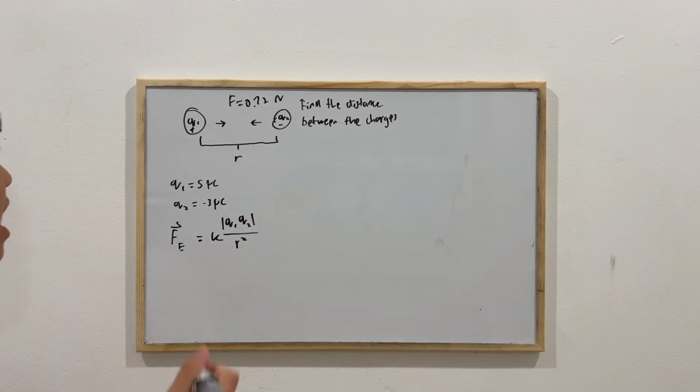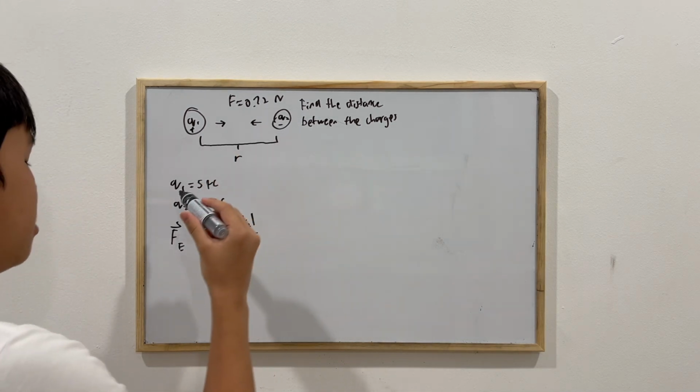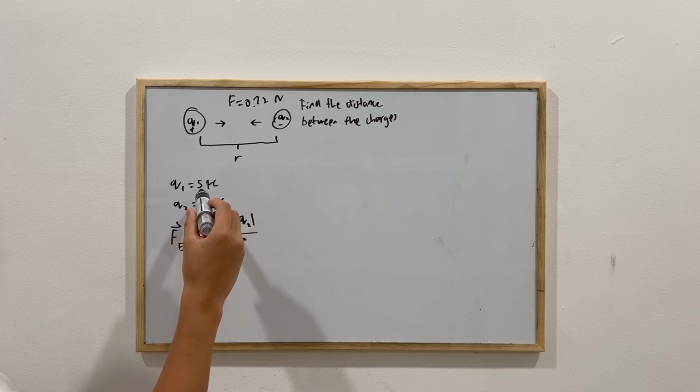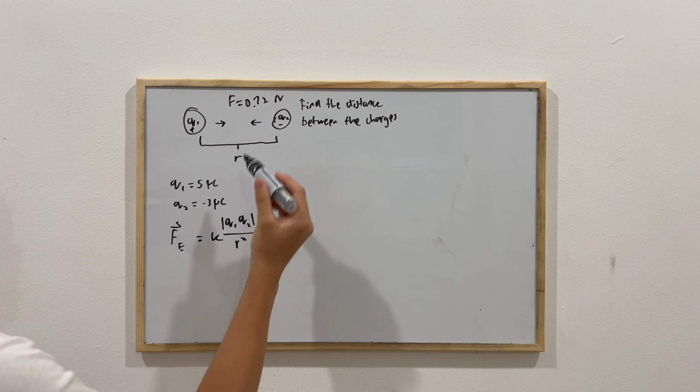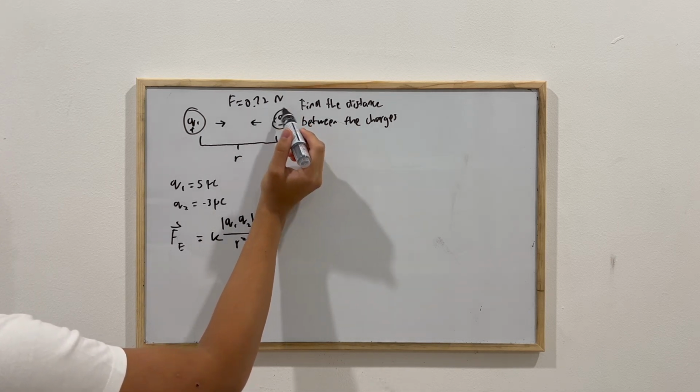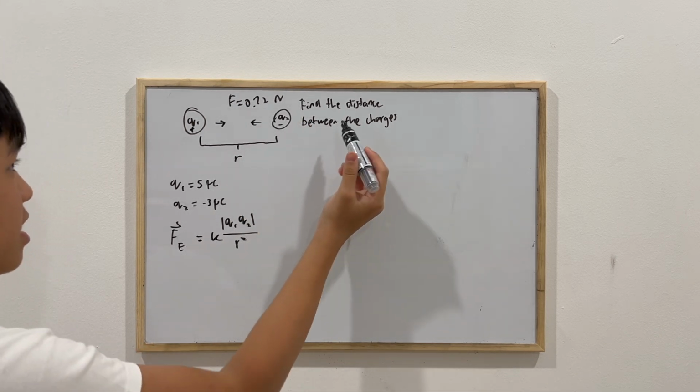Alright, so today's problem, we have a positive and a negative charge, where the first charge is charged at 5 microcoulombs and the second charge is charged at negative 3 microcoulombs. And the electric force between them is 0.72 newtons, and the question is asking us to find the distance between the charge.